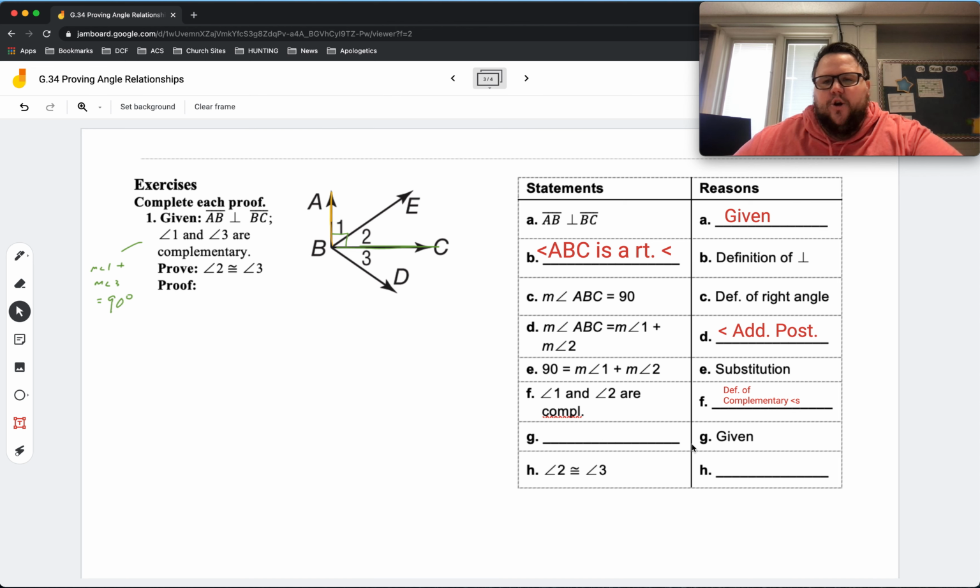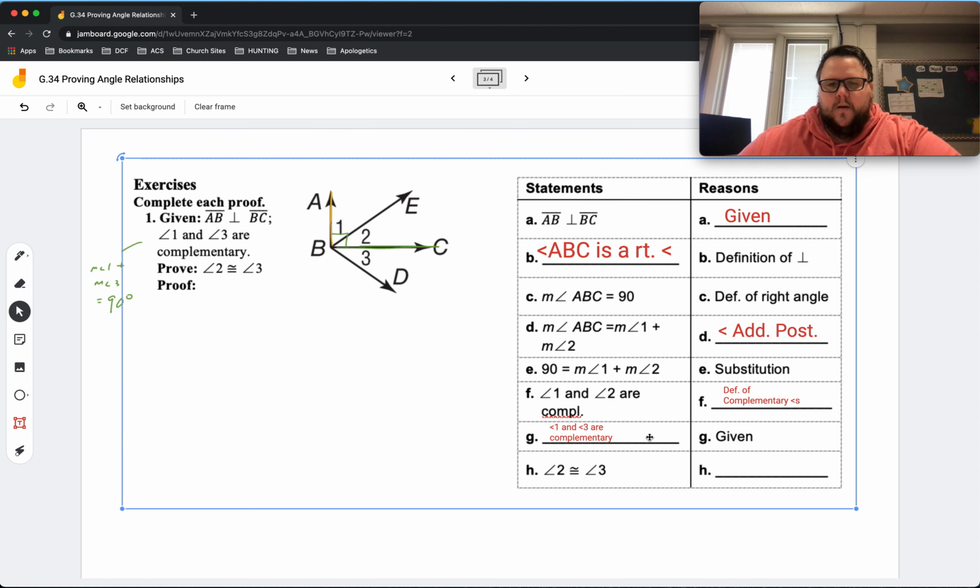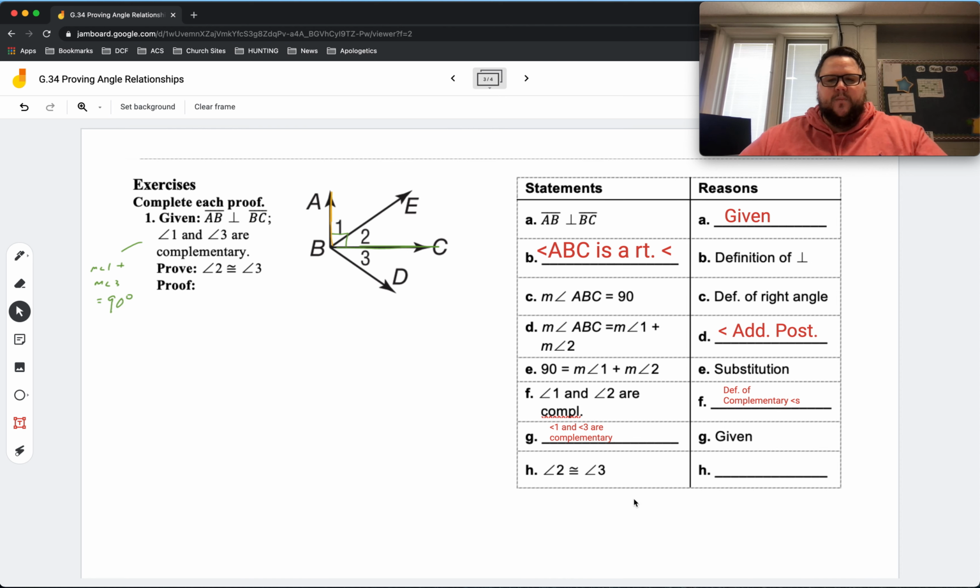Notice, now they go back to the given. What's given that we haven't already put in? Well, it's angle 1 and angle 3 are complementary. So that's what we're going to put in for our statement here. Angle 1 and angle 3 are complementary. And we're left with angle 2 is congruent to angle 3.